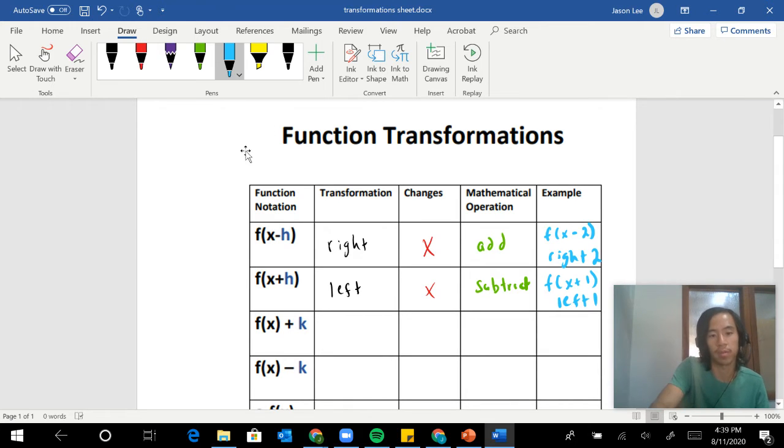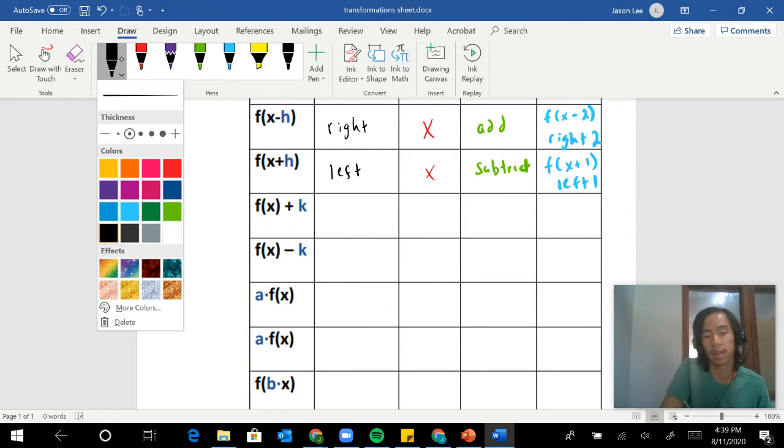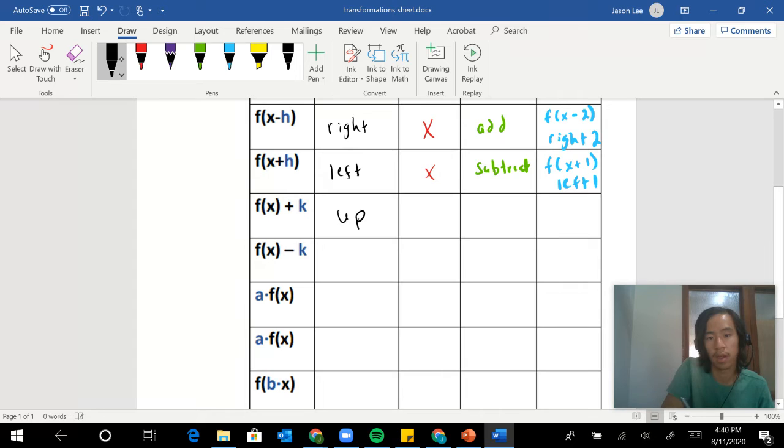All right, let's go down a bit. So we've got f of x plus k. This is known as going up, and it's going to affect the y coordinate. If you can imagine, it's a vertical shift, so it's going to affect the y. And we are going to be adding.